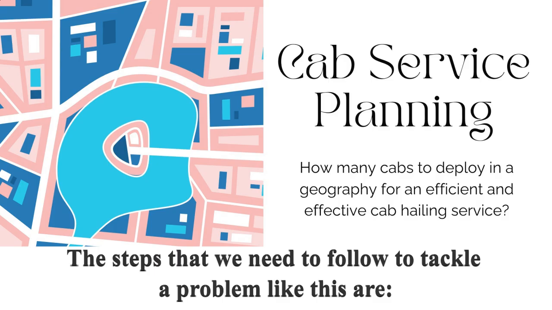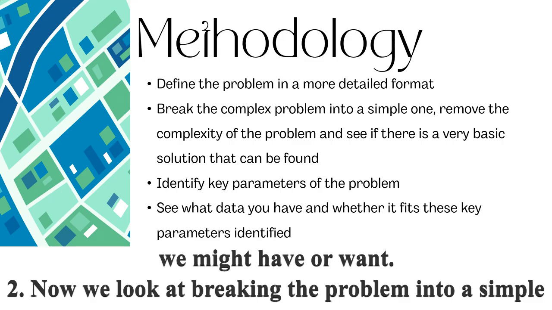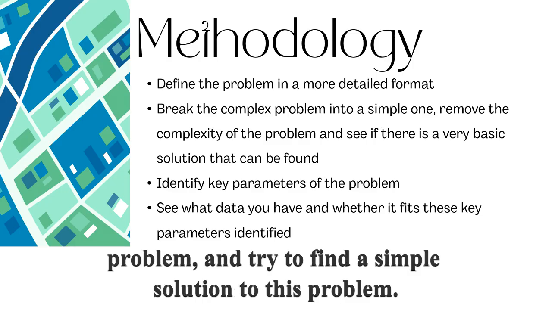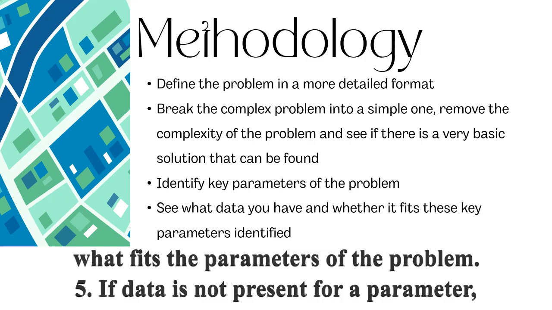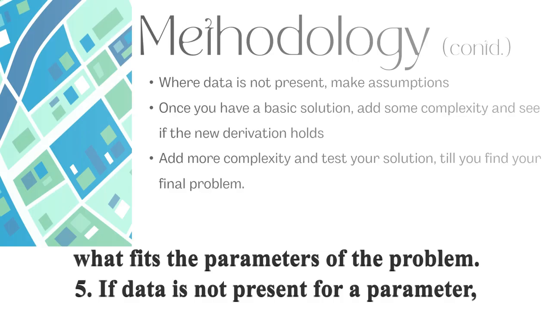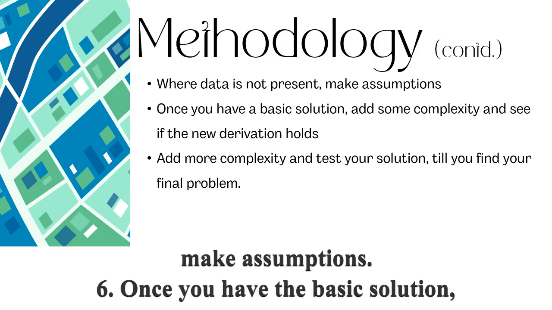The steps that we need to follow to tackle a problem like this are: Step 1. We need to define the problem in a more detailed format, incorporating what all information we might have or want. Step 2. Now we look at breaking the problem into a simple problem and trying to find a simple solution for this problem. Step 3. Identify the key parameters of the problem. Step 4. See what information you have and what fits the parameters of the problem. Step 5. If data is not present for a parameter, make assumptions.